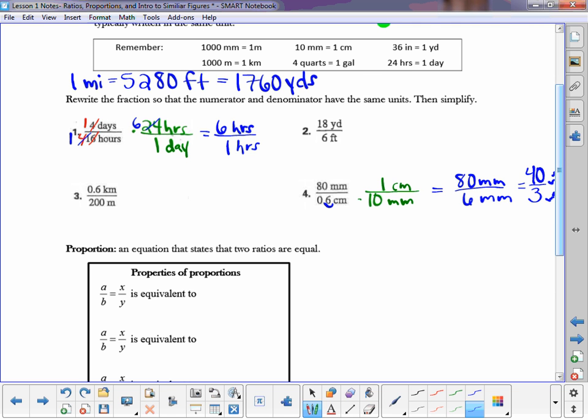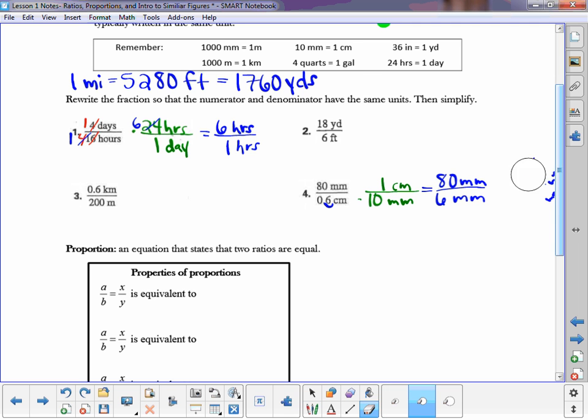Doesn't look like millimeters, does it? You need to know your conversions. No conversions will be given to you.